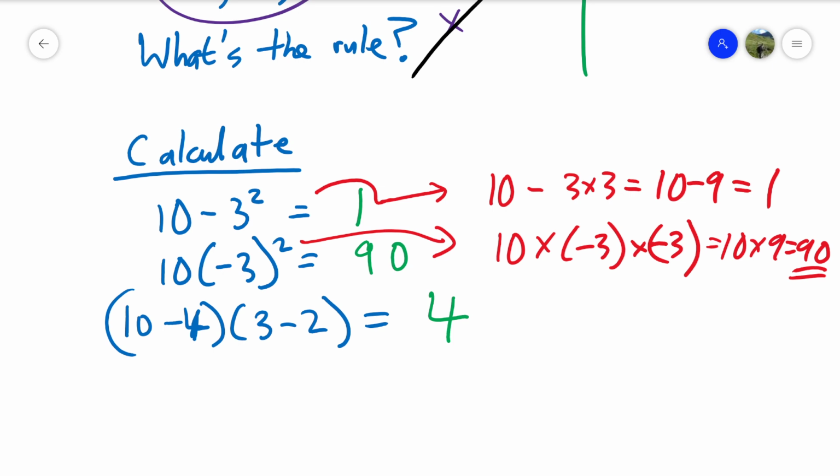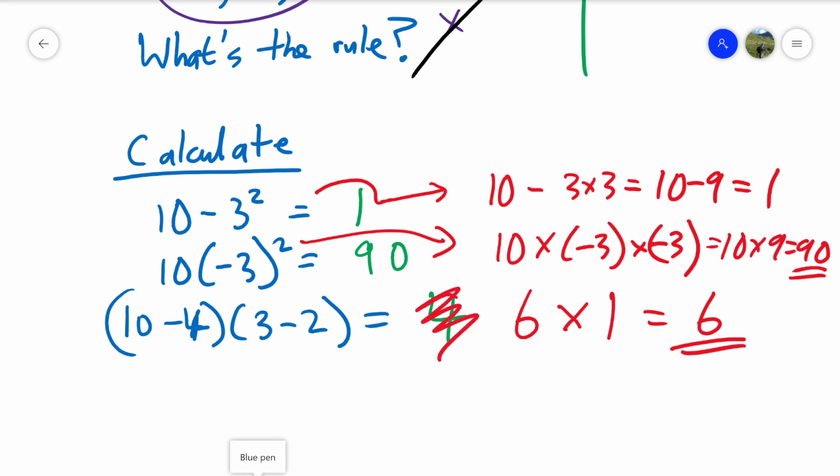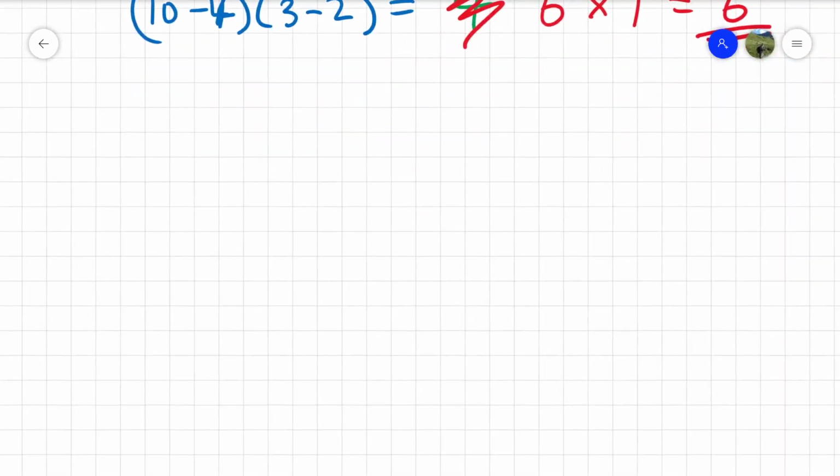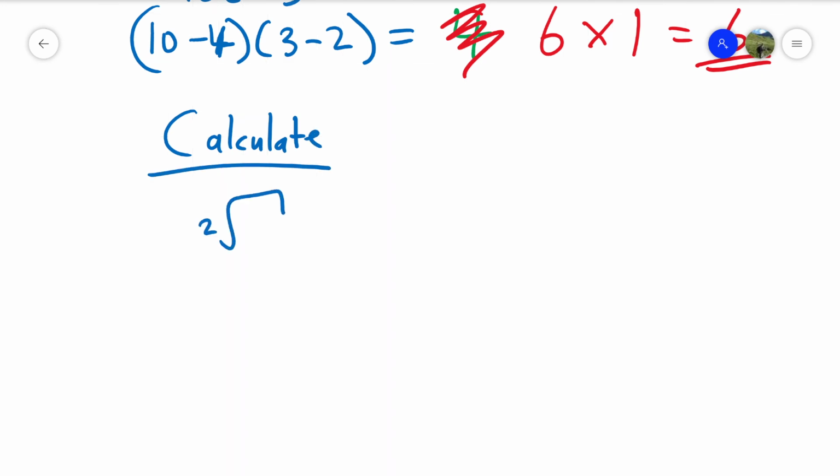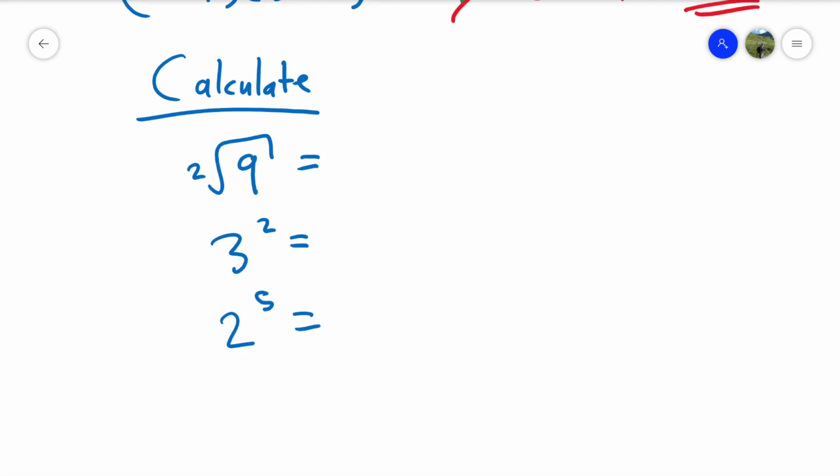This one here, 10 minus 4 is 6, which times by 1 makes 6. Look at that. I am only human. Apologies, I just got that wrong. Next question. And that's it. Have a go in your own time. See you back here in a moment.